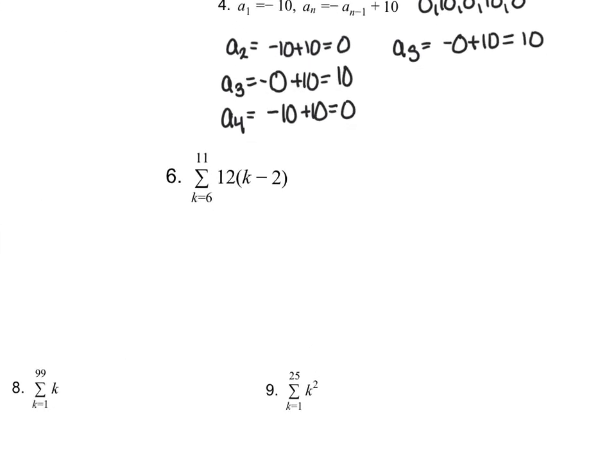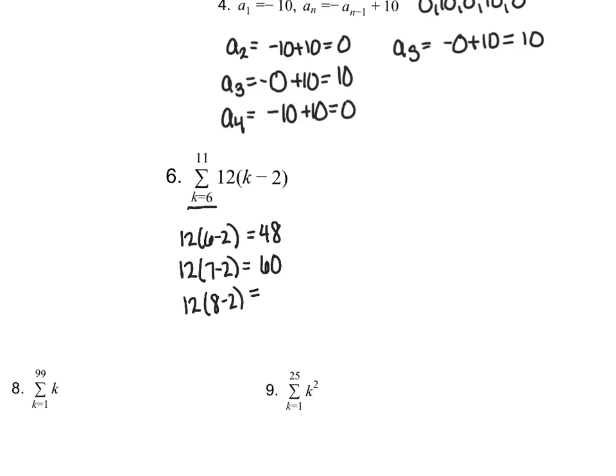Next one, number 6, the first number we're going to plug in is 6 and we're going to stop at 11. So we're going to do 12 times 6 minus 2, so that's 12 times 4, which is 48. 12 times 7 minus 2, so that's 12 times 5, which is 60. 12 times 8 minus 2 is 12 times 6, which is 72. Next is 12 times 9 minus 2, which is 12 times 7, which is 84.